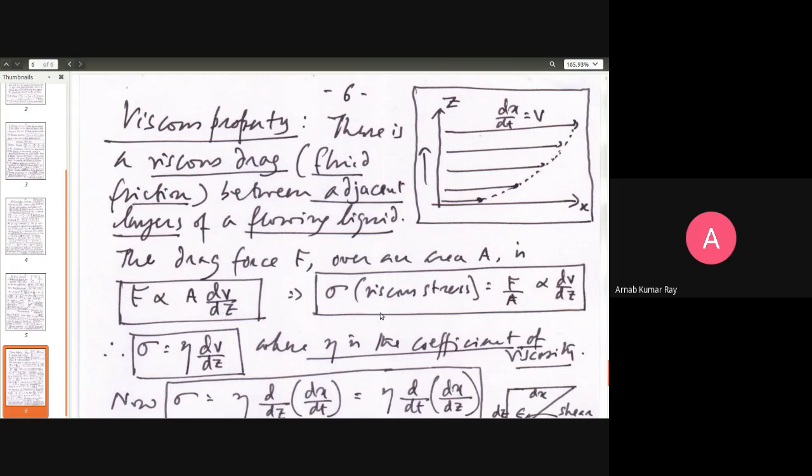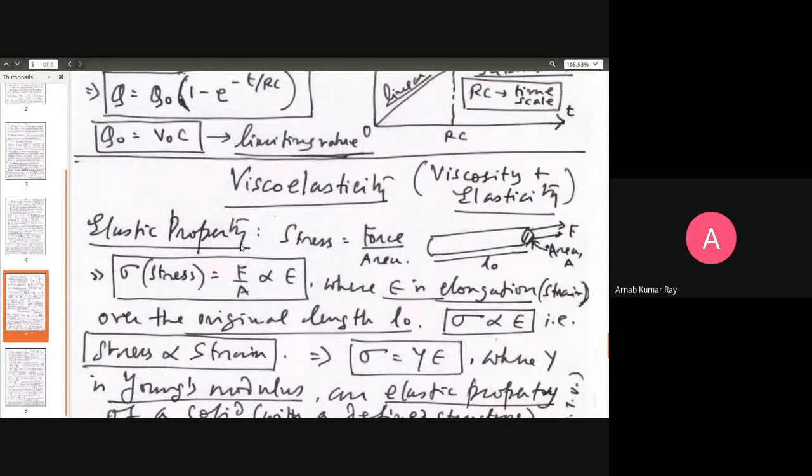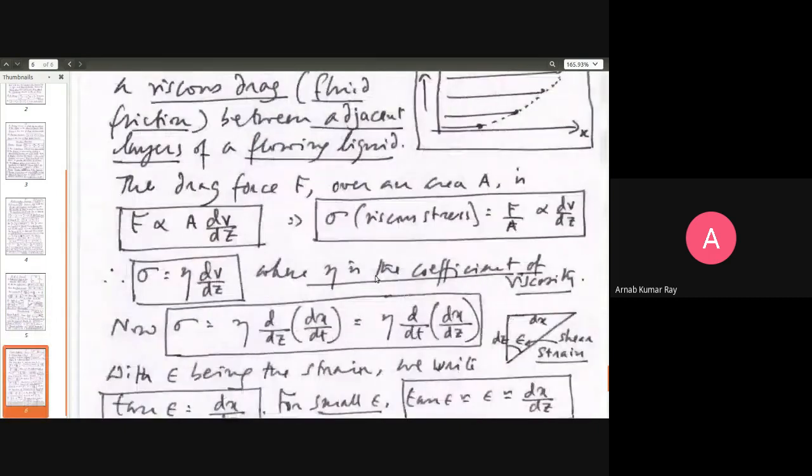And viscous stress, just like stress in elasticity, still follows the same definition: stress is force upon area. So viscous stress will be this force upon area, which will be proportional to dVz/dz. I'm still writing sigma for viscous stress. So sigma will be equal to dVz/dz multiplied by a proportionality constant eta, where eta is the coefficient of viscosity. For instance, if eta has a very low value, then you will say that there is very small viscous stress. If eta has a high value, you will say that the liquid is viscous.